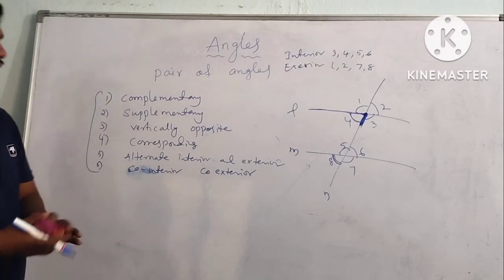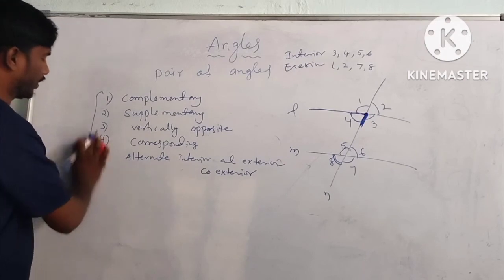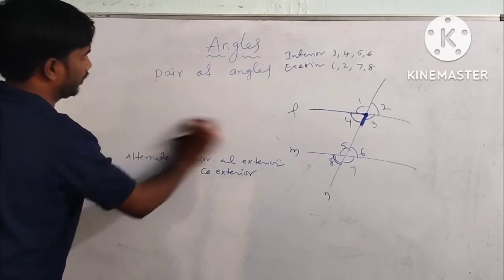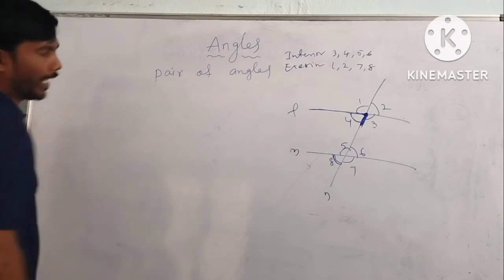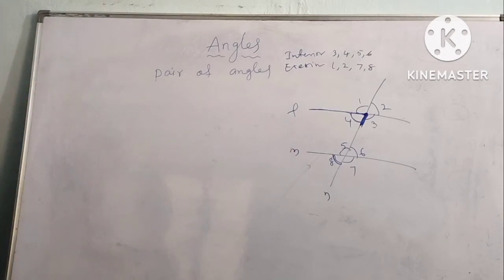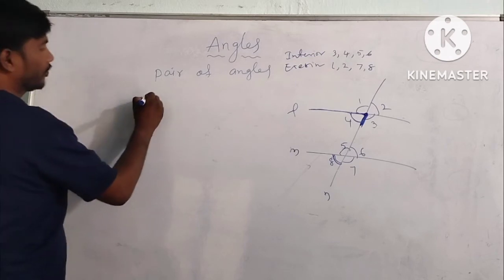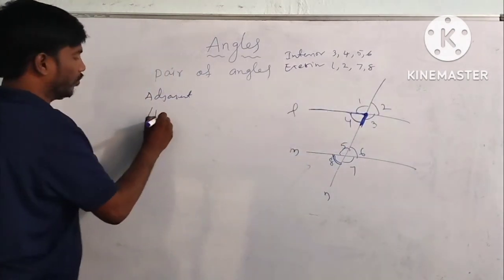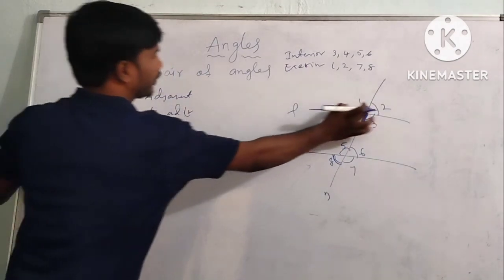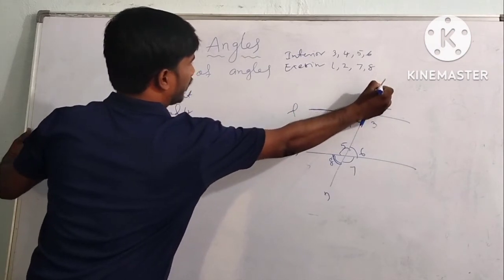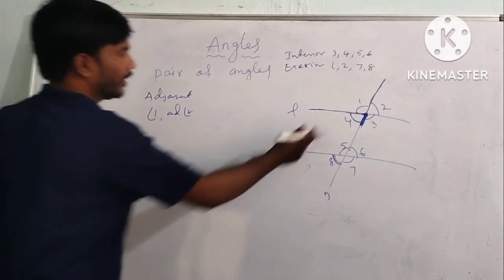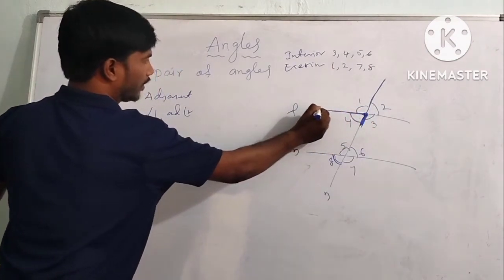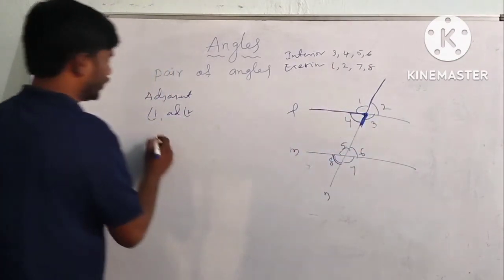Some more types of angles are there. Those angles are adjacent angles. Simple, adjacent angles. Angle 1, angle 2, they have a common side. At the same time 1 and 4 are also adjacent. 2 and 3, 3 and 4, many adjacent angles.